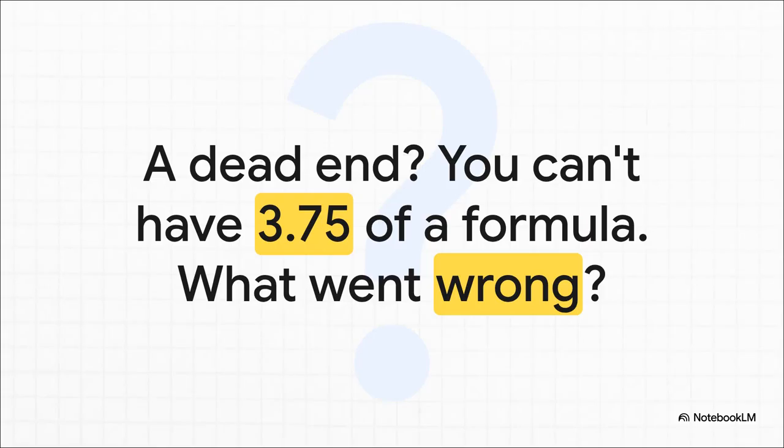So is this a dead end? This seems like a big problem. You can't have 3.75 units of a formula making up a molecule. So what went wrong? Did we make a mistake somewhere? Or was one of our clues misleading from the very beginning?